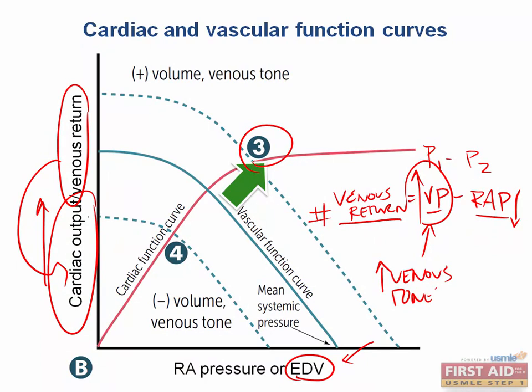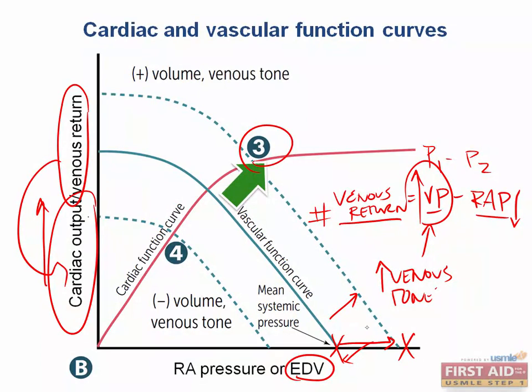This is also why you see the shift in the mean systemic pressure. The mean systemic pressure is a combination of the arterial and the venous pressure, so the pressure of the arterial blood and the pressure of the venous blood. Basically, what would the driving pressure be for fluid movement if the heart wasn't beating, which is the difference between the arterial and venous pressure. So if you increase anything in option number 3 by shifting the vascular function curve, you automatically increase the mean systemic pressure, which is determined where this blue line intersects with the x-axis.